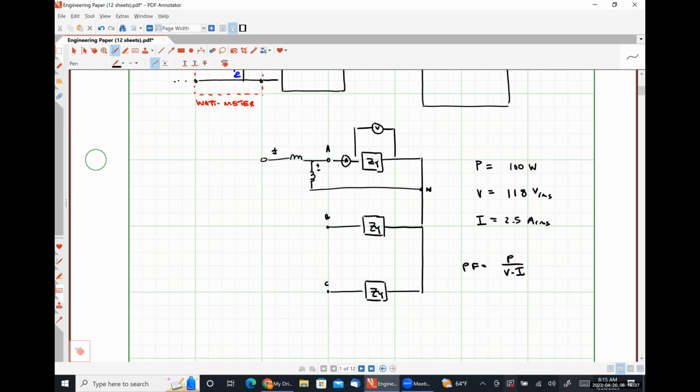Okay. Now, as I mentioned a moment ago, if we have a balanced system, this is all we need. What if we didn't have a balanced system? We'd have to use 3 wattmeters, one for each phase. Okay. So I could throw another wattmeter in here, like so. So this would be the A phase thing.